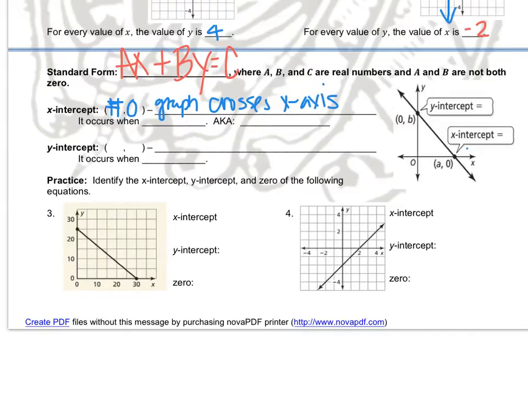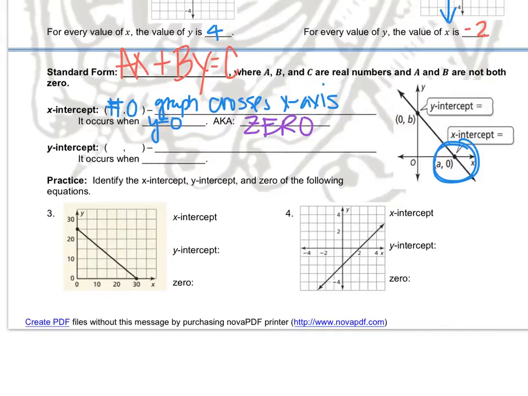So notice on this graph it is here at this value. It always occurs when y equals 0, and it is also known as the 0 of the graph. You're going to be asked about that a lot. So the 0 of the graph is the x-intercept. They're synonyms for each other.